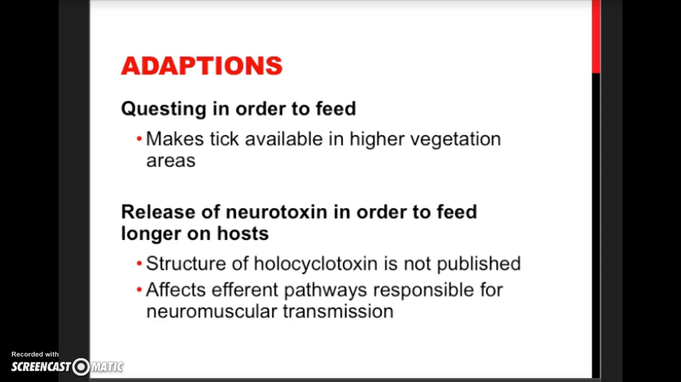But basically, it affects the afferent pathways that are responsible for neuromuscular transmission, which obviously leads to paralysis. And then a paralyzed host makes it easier for the tick to engorge and feed longer, because obviously the host will not be moving around as much due to the paralysis. So that's its main adaptation to continue its life cycle.